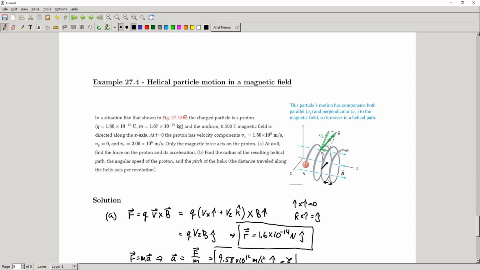Okay, and so that's it for these two sections. In the next video, we will start looking at current and how current is going to interact with magnetic field. So I'll see you guys in that one.